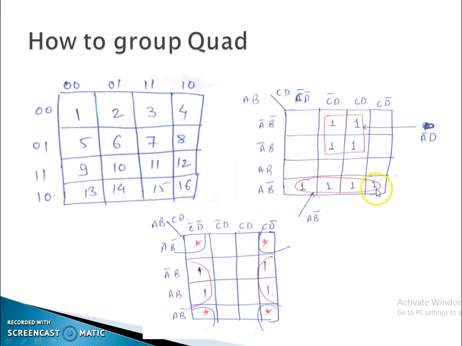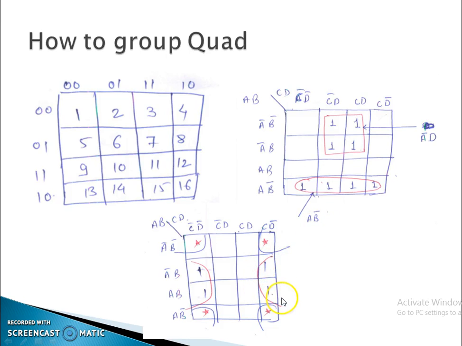Okay. For this, the minimized expression will be A B complement. Why? Because the values of C and D are changing, from C complement to C and D complement to D. So we will absorb this C D and the output for this Boolean expression will be A B complement.